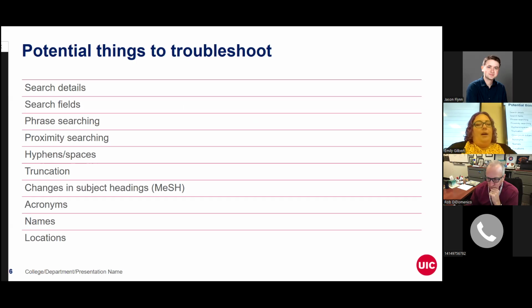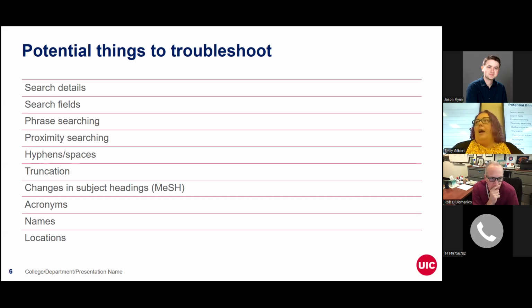So when you are troubleshooting, here are some potential things you can troubleshoot. You can look at, for example, the search details. You can look at the search fields that you are searching. You can look at your phrase searching, your proximity searching, hyphens and spaces, truncation, changes in MeSH headings, acronyms, names, and locations. And we will talk about all of these in more detail.